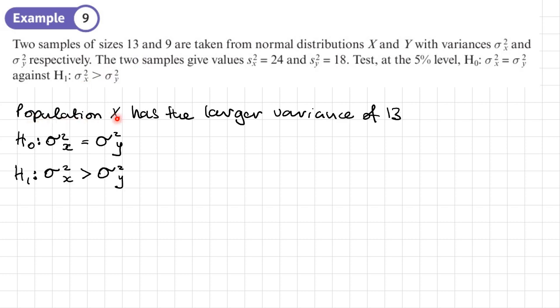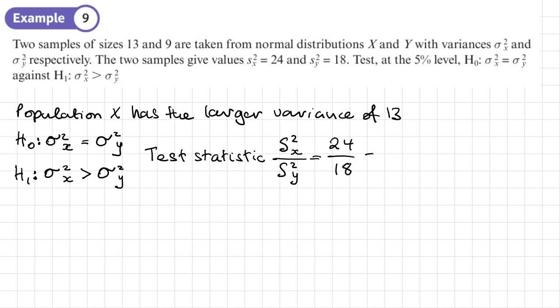So since population X has the larger variance of 13, H0 and H1 are in the correct format with the larger variance written first, the larger variance greater than the smaller variance. Now we're going to work out our test statistic, which is the larger variance divided by the smaller one, so the variance of 24 divided by 18. And that's 1.3 recurring, so let's just call it 1.33.